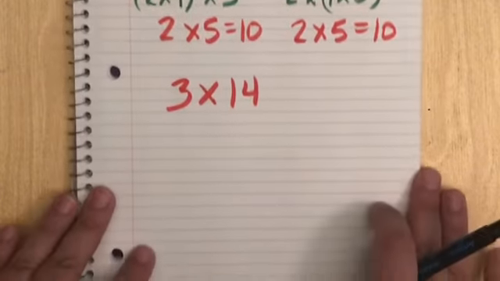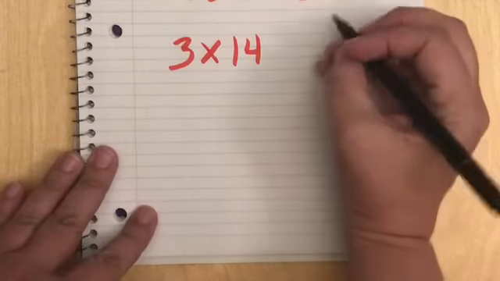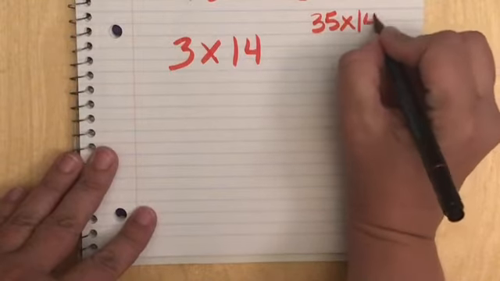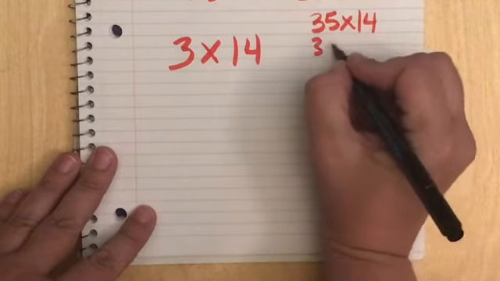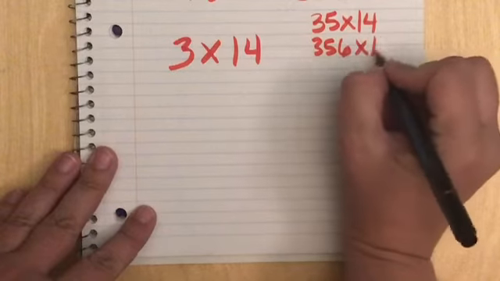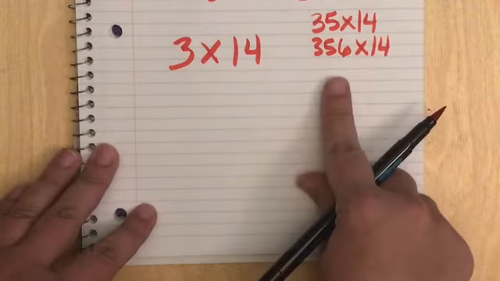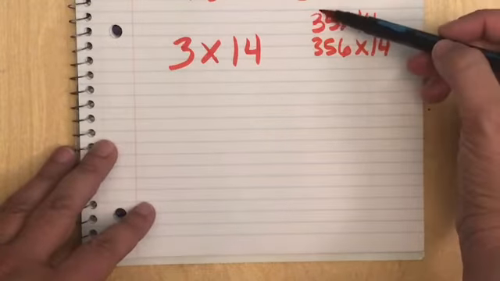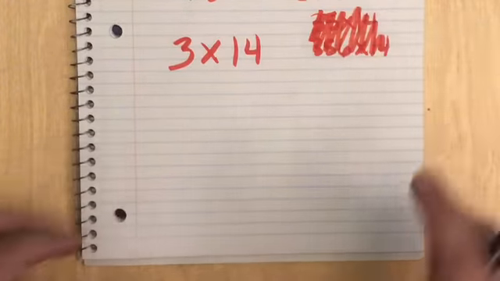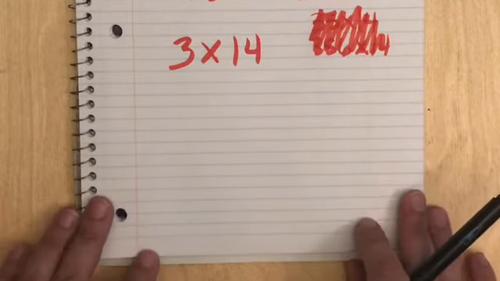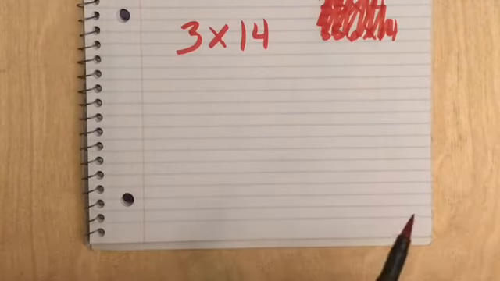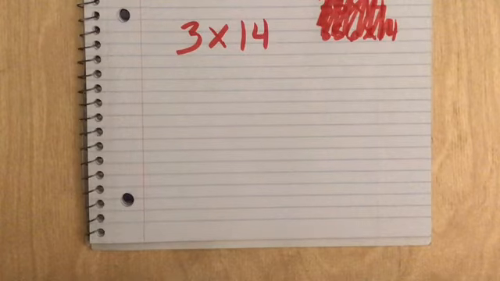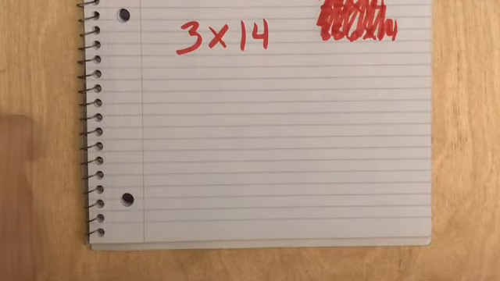This will get you ready for 4th grade when you guys are going to start multiplying things like this, 35 times 14, or even 356 times 14. I don't know about you, but I don't want to count by 14 356 times. So we're going to get you started learning these kinds of strategies so that when you get to 4th grade, you already kind of have a good understanding of the basics. Anyway, so 3 times 14. Let's give that a go.